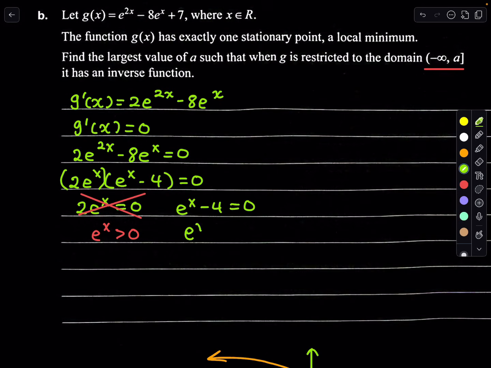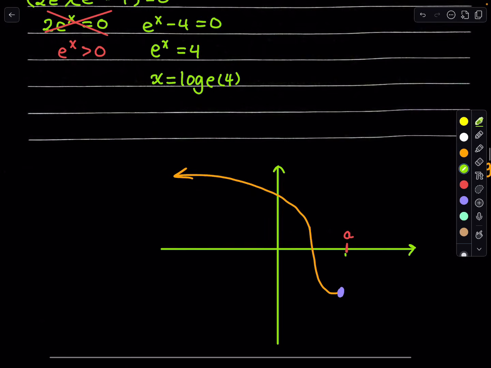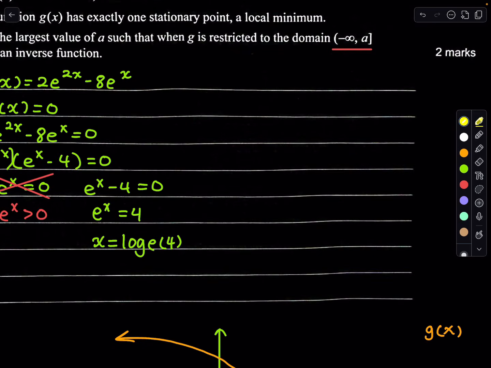So bring the 4 to the other side, and of course find x, it's going to be log e of 4. And that here is our stationary point. That is our x value for our stationary point, this x value over here, which is also known as a. So our a value in this case, let's write that down, is just log e of 4. Very nice.